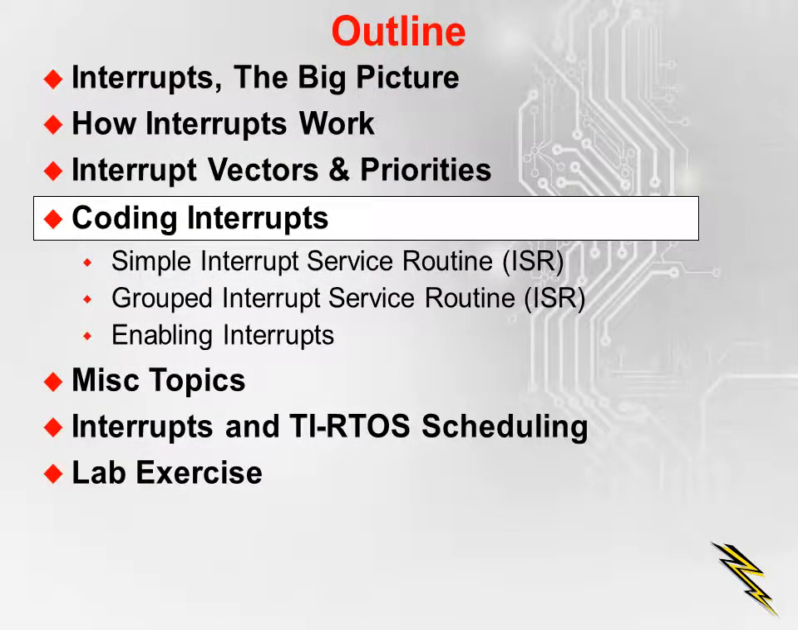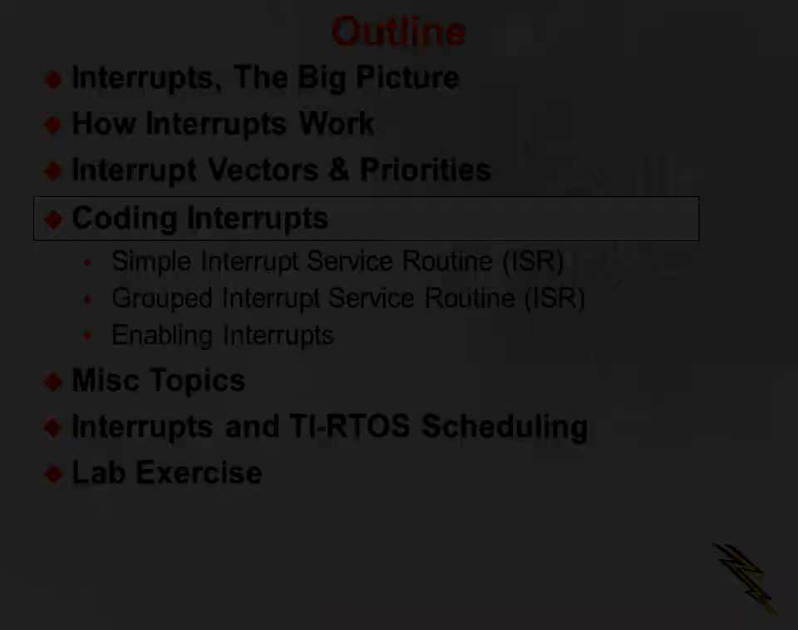Now we turn to writing code for our interrupt service routines. We'll start by looking at the simpler case for dedicated interrupts. Then we'll look at how to handle grouped interrupts. As our last coding topic, we'll look at what it takes to enable interrupts.